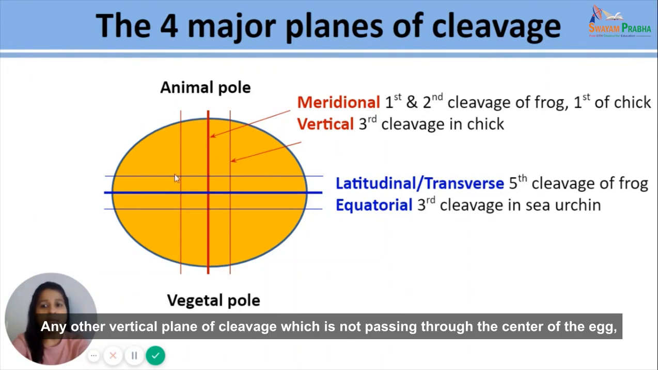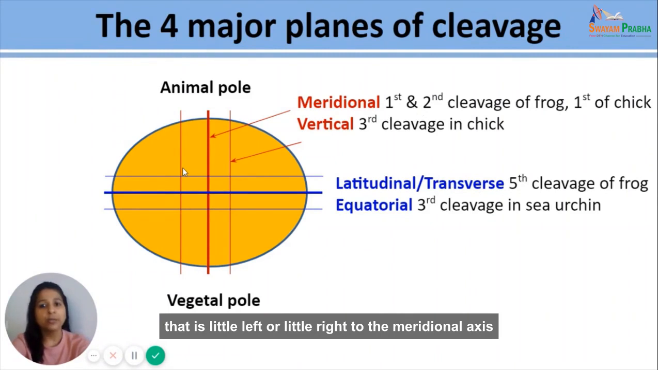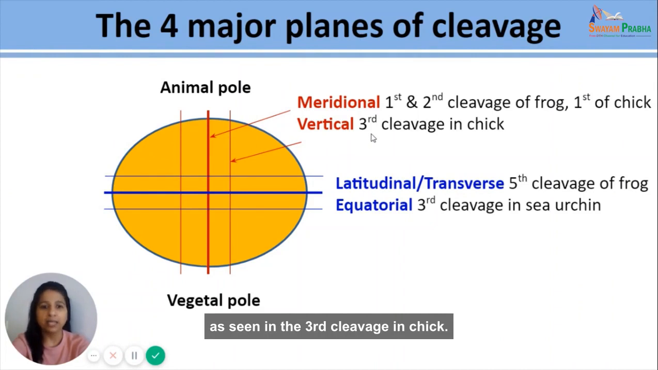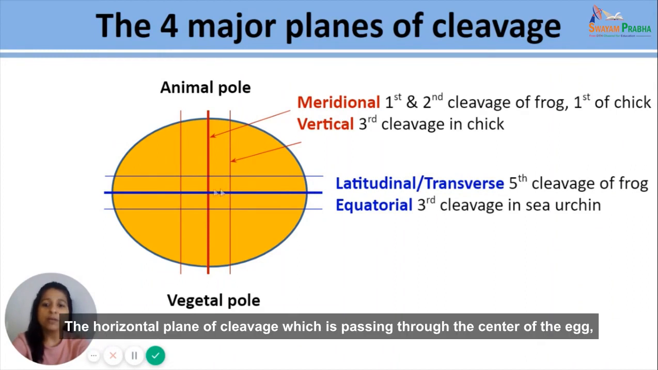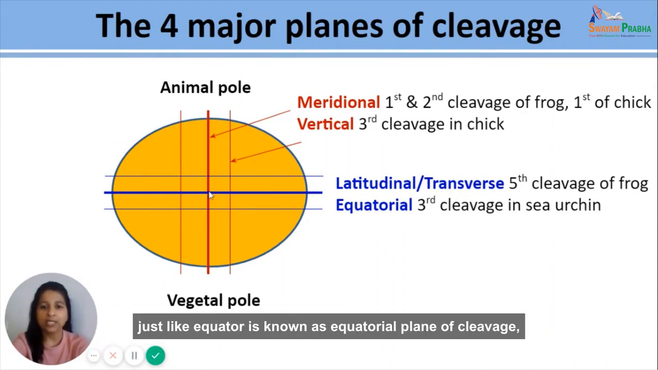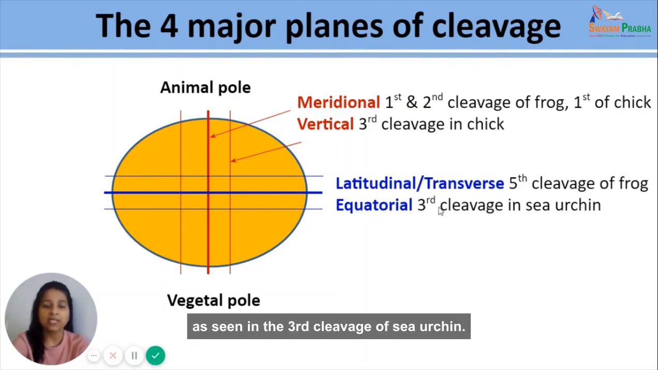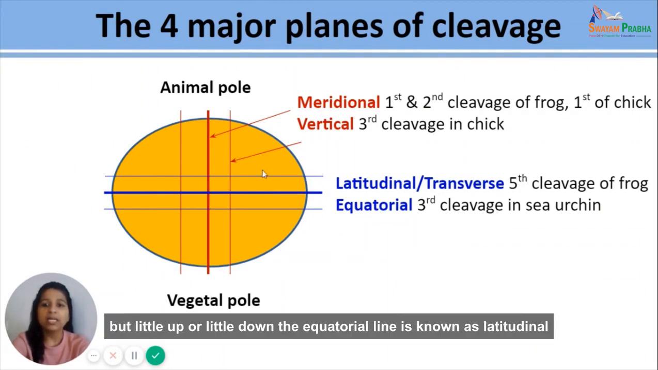Any other vertical plane of cleavage which is not passing through the center of the egg, that is little left or little right to the meridional axis, is simply known as vertical plane of cleavage, as seen in the third cleavage in chick. Then there are certain horizontal planes of cleavage. The horizontal plane of cleavage which is passing through the center of the egg, just like equator, is known as equatorial plane of cleavage, as seen in the third cleavage of sea urchin. Any other horizontal plane of cleavage which is not passing through the center but little up or little down the equatorial line is known as latitudinal or transverse plane of cleavage, as seen in the fifth cleavage of frog.